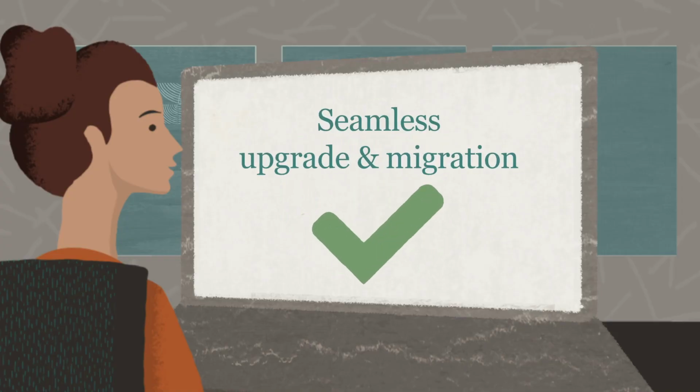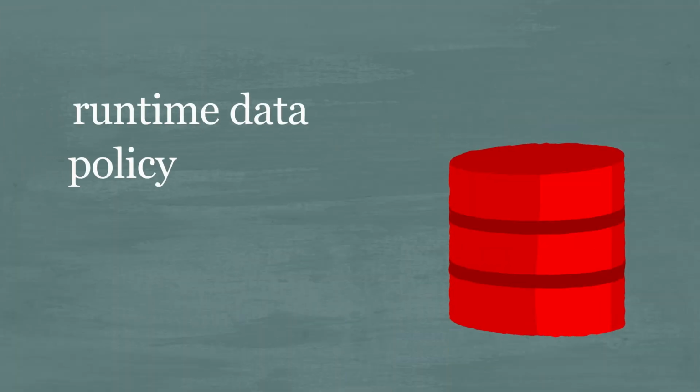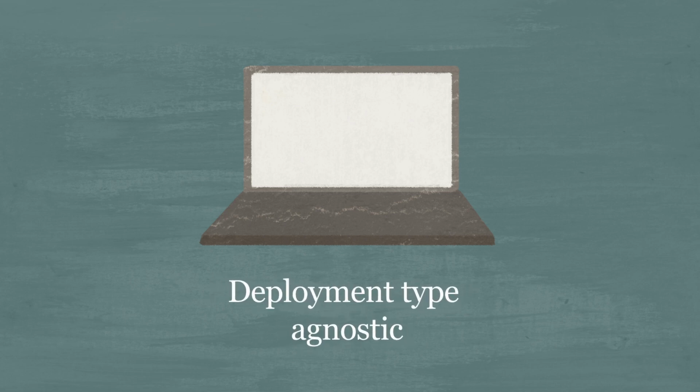Seamless upgrade and migration are facilitated by eliminating the OAM mid-tier state and storing the OAM runtime data, policy, and configuration data in the database. The OAM Snapshot Tool is uniquely designed to be deployment type agnostic.